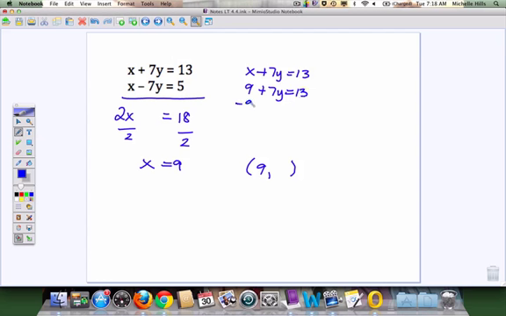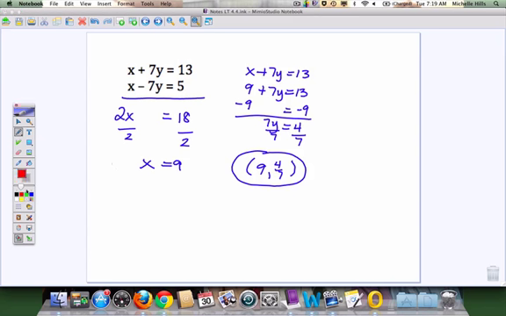I'm going to subtract 9 to move that constant to the right and eliminate it from the left. I end up with positive 7y equals positive 4. Then when I divide both sides by 7, I get y equals 4/7. So I think that the answer is the point positive 9, positive 4/7. If I were to graph these two lines, that's the point of intersection.